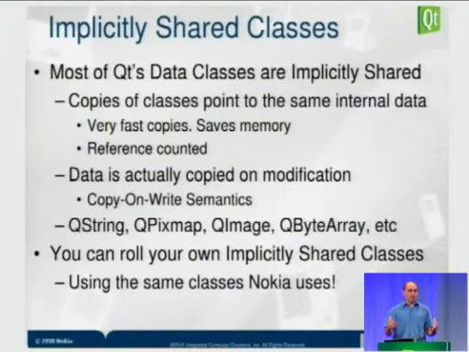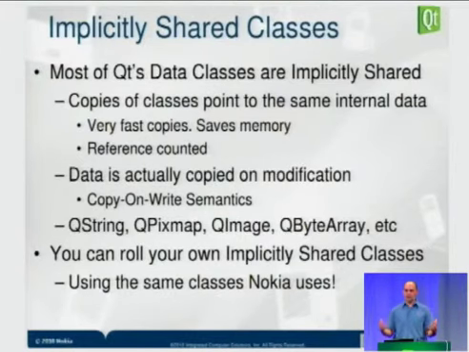So a lot of things in Qt, all the heavyweight data classes, implement this. This includes QImage, QPixmap, QString, QByteArray, many classes. And in fact, as part of the public API, Nokia allows you to go ahead and use implicit sharing in your own classes. So if you have large chunks of data that you need to pass around by value, it can speed you up quite a bit.